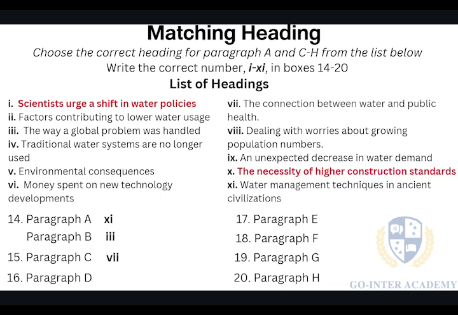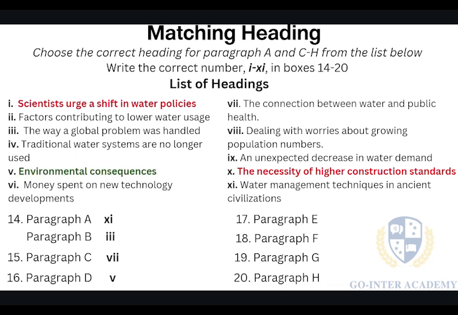Heading 10. The necessity of higher construction standards. Paragraph D talked about bad outcomes from construction, but it didn't mention any calls for better standards. The focus here is on the damage, not the solution. Now, what's left? Heading 5.